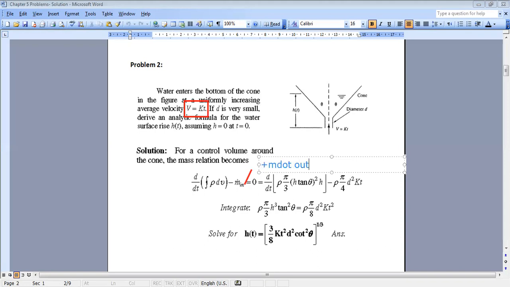We always use this formula. It's not specific to the cone. Whatever your shape is, if your inlet velocity is varying with time, okay?